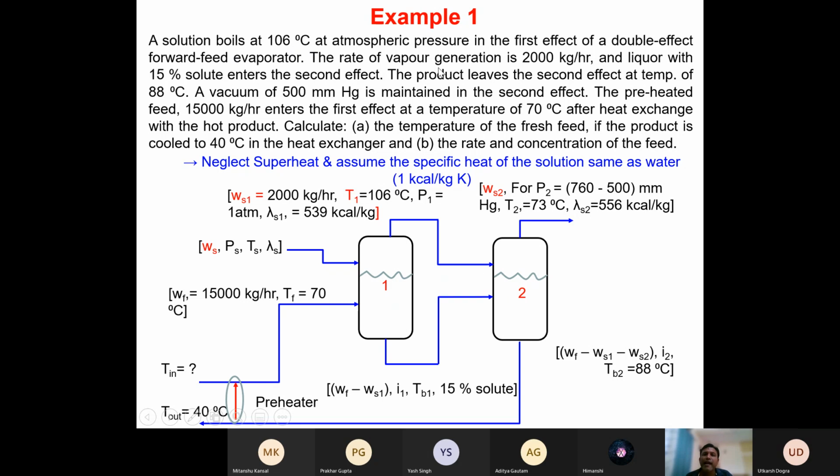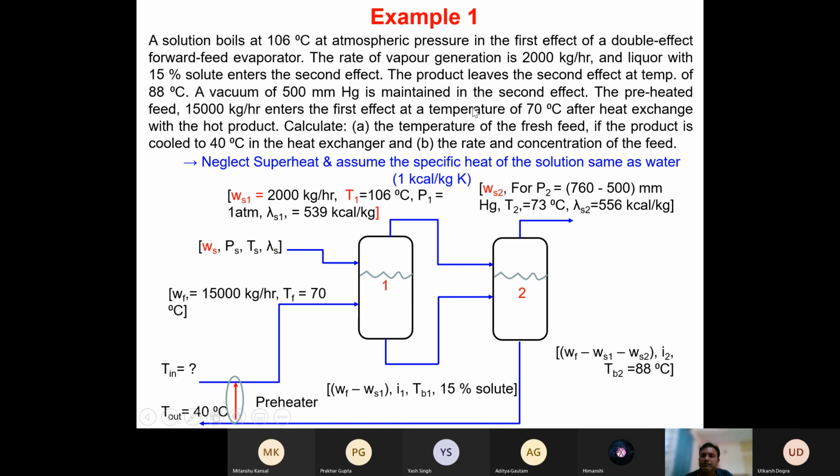The rate of vapor generation is 2000 kg per hour and liquor with 15% solute enters the second effect. So here the rate of vapor generation in the first effect is 2000, so WS1 is given as 2000 kg per hour. And the feed entering the second effect is 50% solute, so I have marked that here. The product leaves the second effect at a temperature of 88 degrees Celsius, so that is also given here.